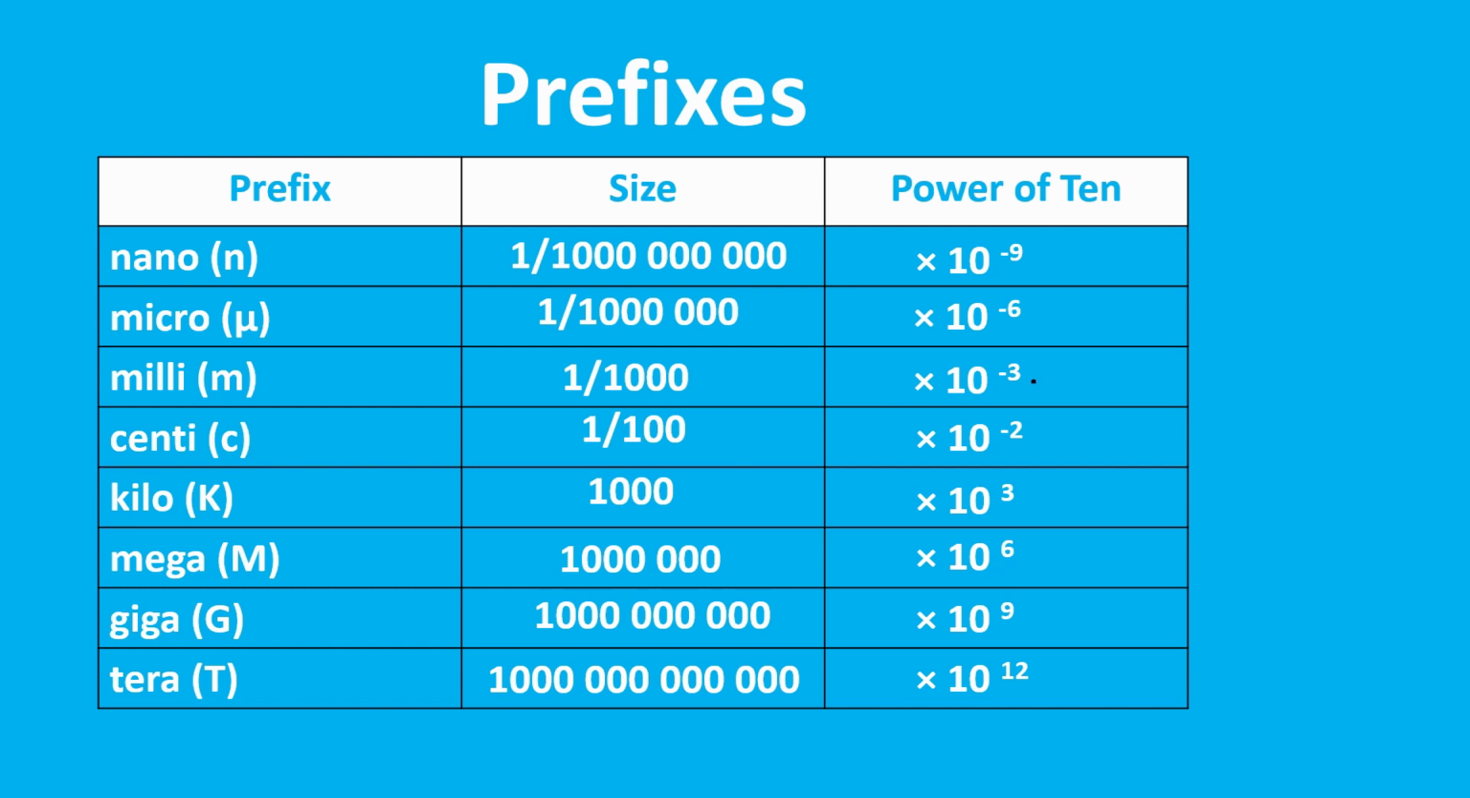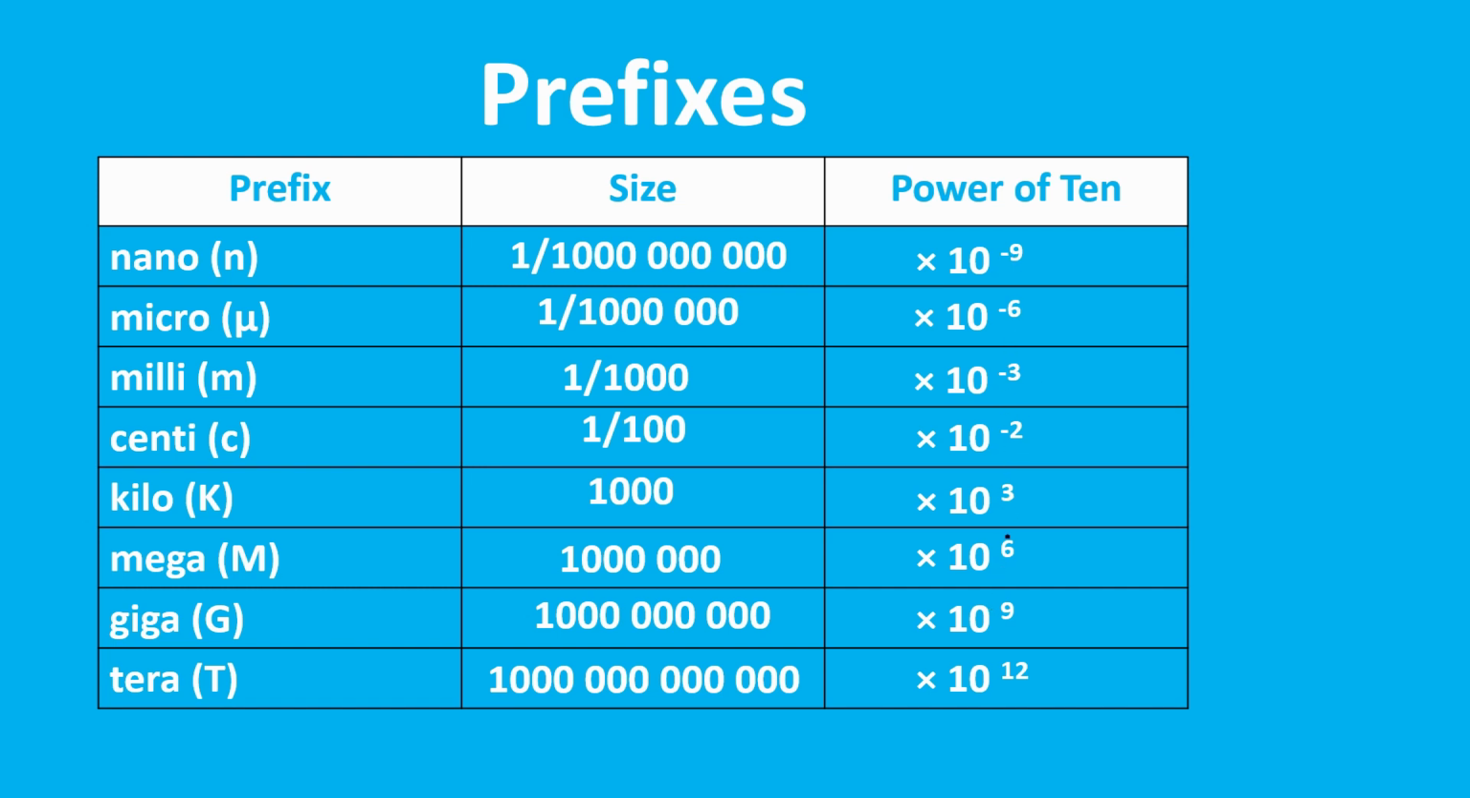So we've got nano is 1 over 1 with 9 zeros, so 1 over a billion. So nano basically tells us that it's a billion times smaller. Micro at the beginning of a unit tells us it's a million times smaller. Milli tells us it's 1,000 times smaller. Centi 100 times smaller. Kilo is 1,000 times bigger, so you can see here the power is positive. These are all negative powers because they're smaller.